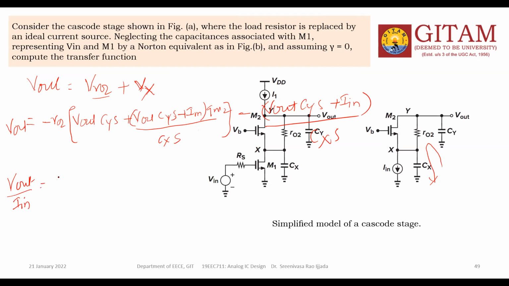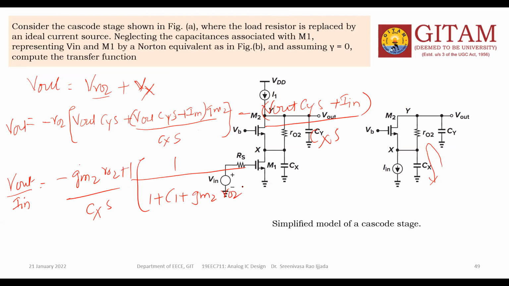is equal to, after rearranging the equation, minus gm2 R02 plus 1, by Cxs multiplied with 1 by 1 plus gm2 into R02 multiplied with Cy by Cx, plus Cy R02. Yes, this is Vout by Iin after rearranging the equation.